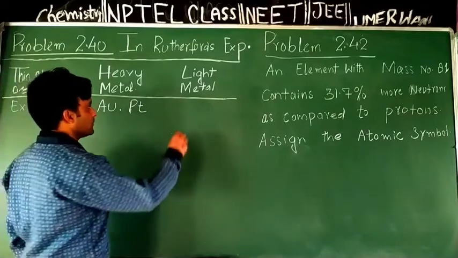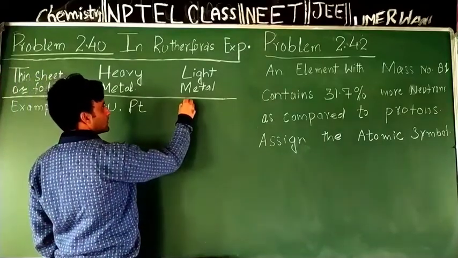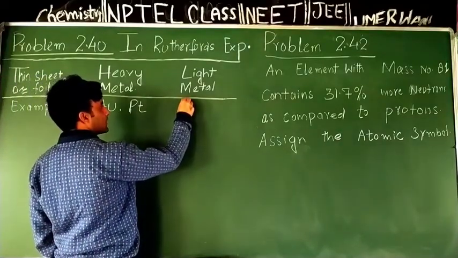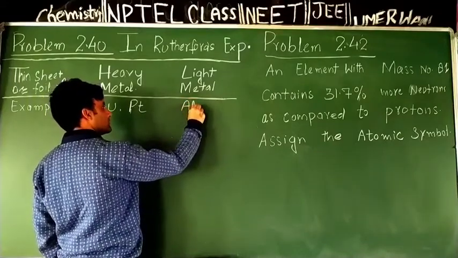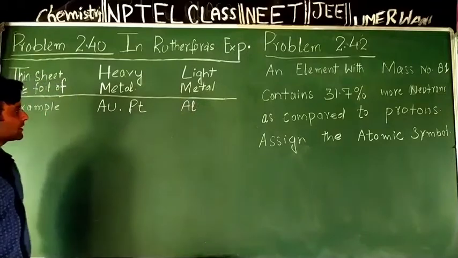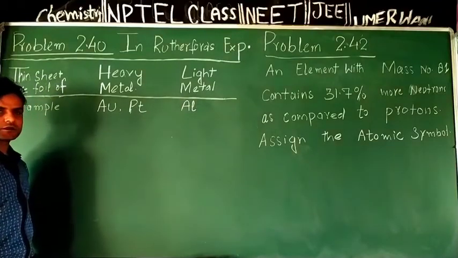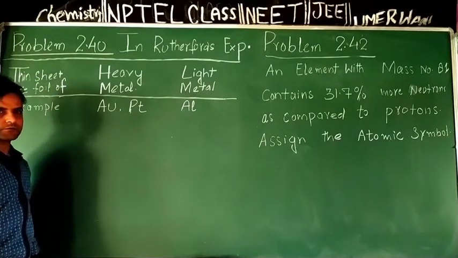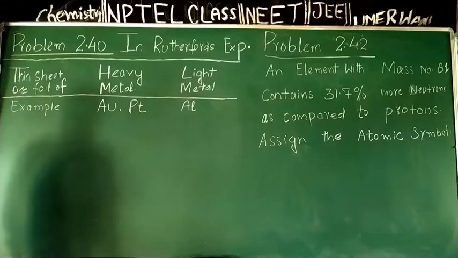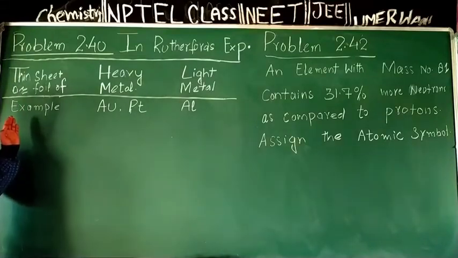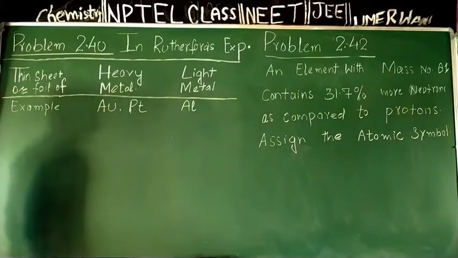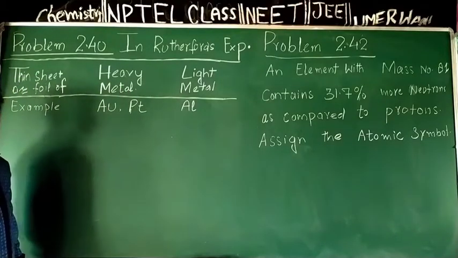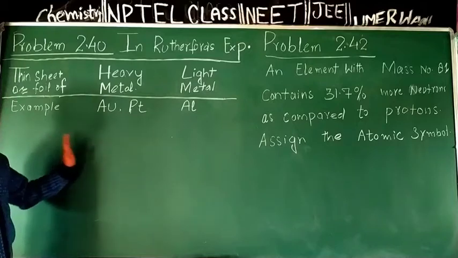Now we have to replace heavy metal by light metal, that is aluminum. Question says, if we will replace heavy metal gold or platinum by light metal aluminum, what will happen to the observations? What contrast we will find in our observations?